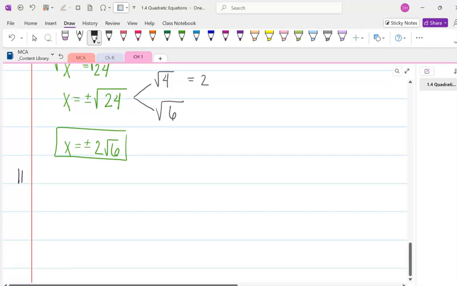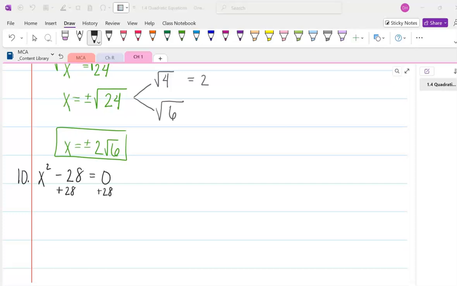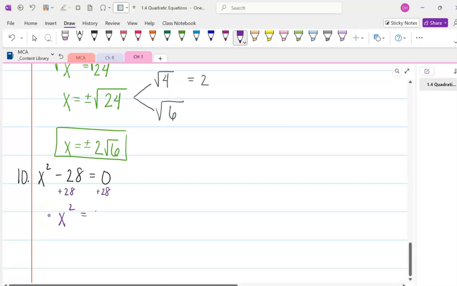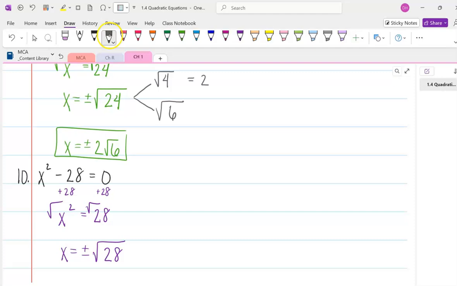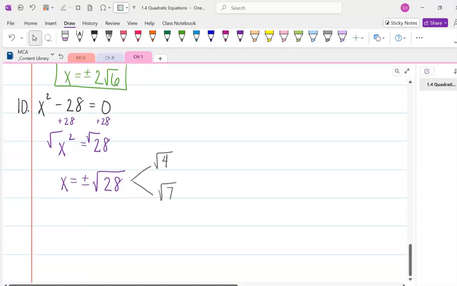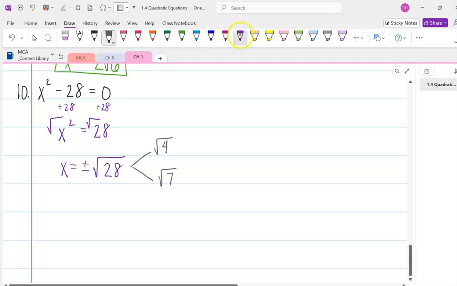Number 10, we've got x squared minus 28. So again, it's a binomial. So we're going to go ahead and add 28 to both sides. So we've got x squared equals 28. Now we're going to deliberately square root. So we've got x equals plus or minus the square root of 28. And then once again, we're thinking about numbers that multiply to 28, and one of them is a perfect square. So look at the list the other day. 4 is the largest number that it can break down into. And so our final answer for this is going to be, because the square root of 4 equals 2, x equals plus or minus 2 square root 7.